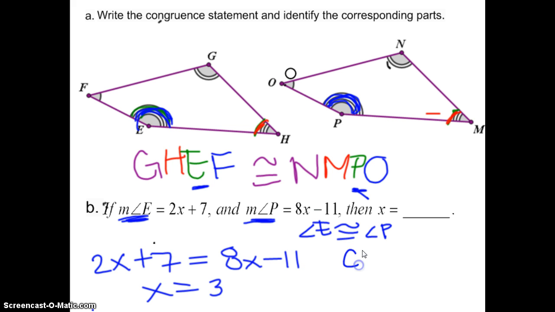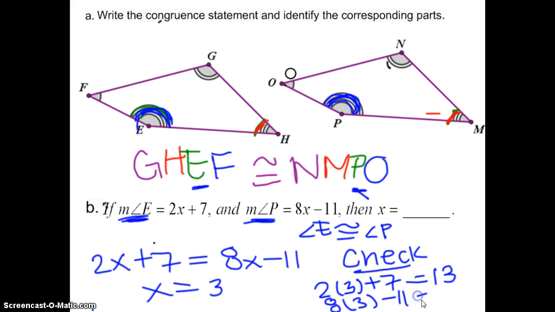When you're doing algebra, you should always check. In order to check if you got the right answer, you can take the value that you got for x and plug it back in. If I plug it back into angle E, I get 13. And if I plug x back into angle P, I get 13 as well. So I know that I did my algebra right.